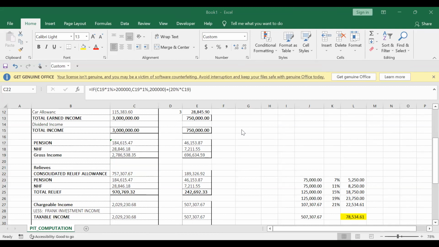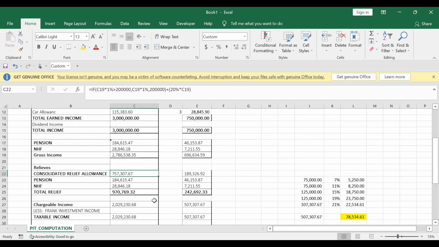Exactly. That means we must have been doing a wrong thing in our office. What have you been doing before now? What we do is that we deduct the consolidated relief allowance from the gross income to arrive at the chargeable income. You deduct the consolidated relief from the gross income to arrive at the what? Chargeable income.